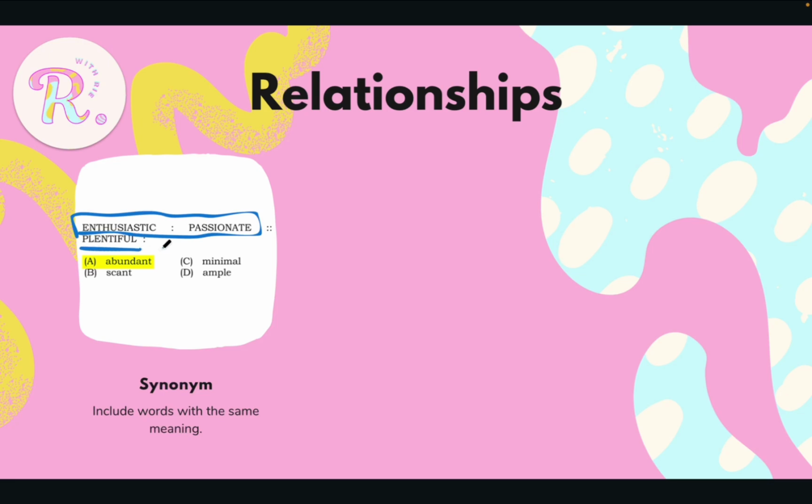We have here plentiful is to blank. So we're looking for a synonym of plentiful. I've already spoiled you with the answer, but let's just dissect the choices. So we have here scant. That's an antonym, right? So that's already wrong. Minimal is a synonym of scant, which is an antonym of plentiful. Ample is just sufficient and it's not plentiful. And thus the answer would be abundant. So it's just that easy, you guys.